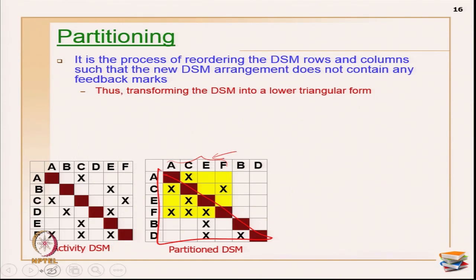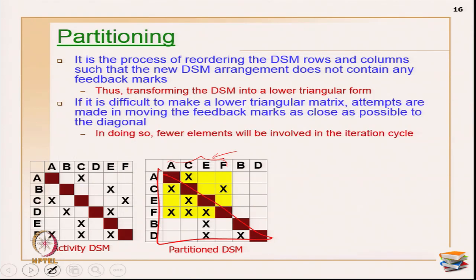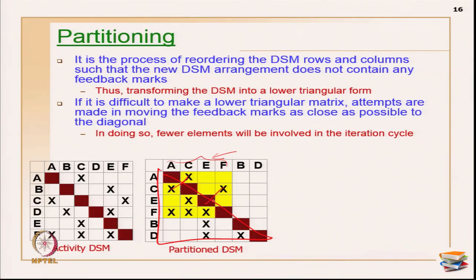Now, what happens is, if it is difficult to make a lower triangular matrix because of interdependencies and cycles, attempts are primarily made to keep those elements identified as a block formation. Still, there are methods which can keep these x marks close to the diagonal, but partitioning never attempts that. In doing so, only a few elements will be involved in the cycle. So, try to minimize this formation itself, the identification of blocks itself.